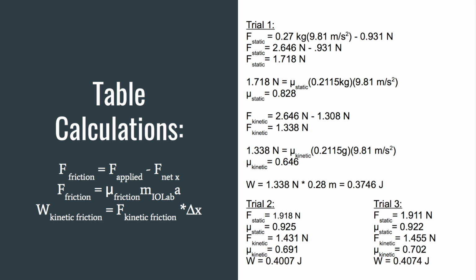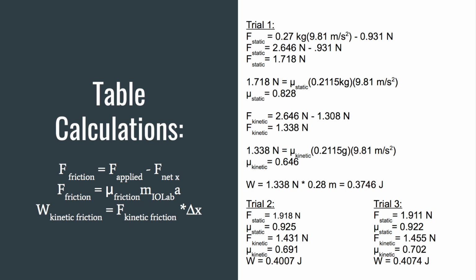The average net force during static friction and the average net force during kinetic friction for each trial were used to calculate the static and kinetic friction forces and their static and kinetic coefficients of friction. Our FNet equation was Fnet equals force applied minus force of friction. To find the static friction force for trial 1, we used the Fnet equation and plugged in the average net force during static friction and applied force, which is 2.646 newtons, to solve for the static friction force.